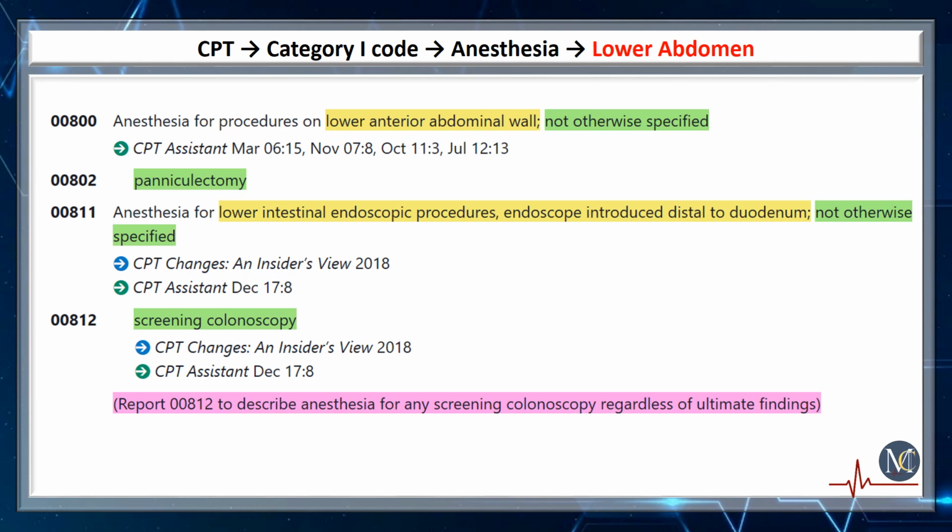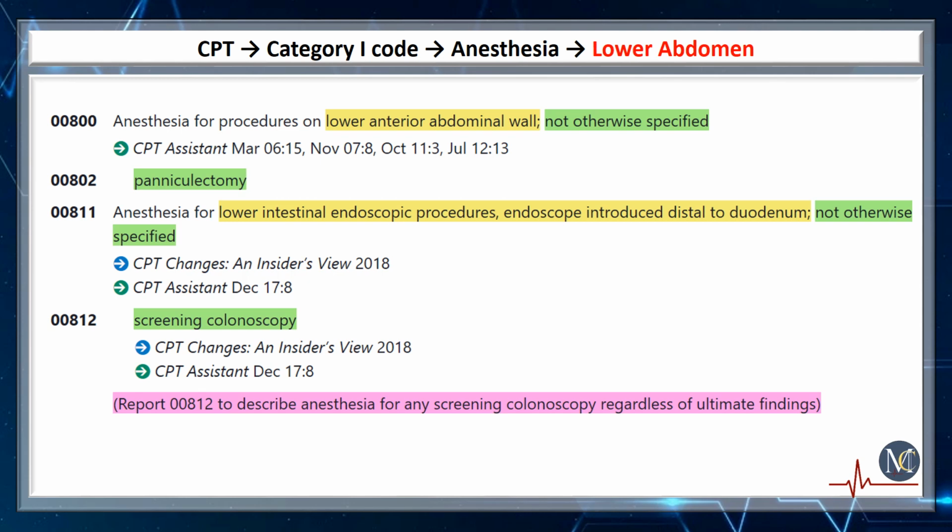First code is 00800. Anesthesia for procedures on lower anterior abdominal wall not otherwise specified. It means the provider performs anesthesia service for a patient undergoing a procedure on the lower anterior abdominal wall. This code is used for the procedure not specified by other anesthesia code.